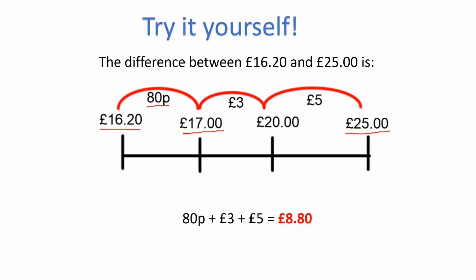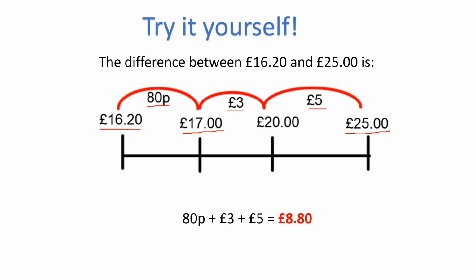Now let's see, you could do £17 plus what is £20. So 17, 18, 19, 20, plus £3 is 20. So we can put a £3 here. And now we have 25 here. So how many more jumps can we do? We can do one more jump. £20 plus £5 is 25.